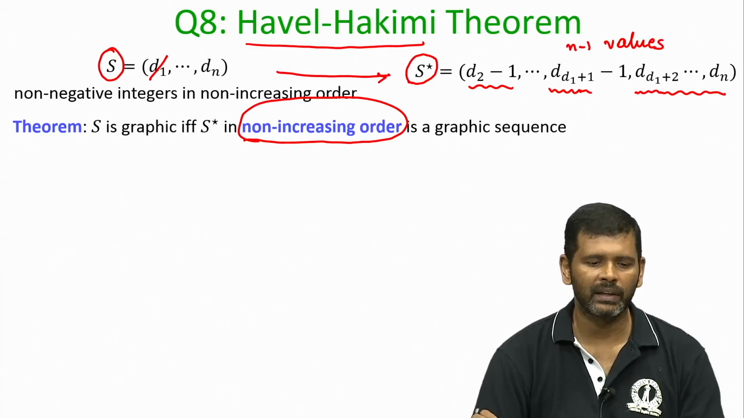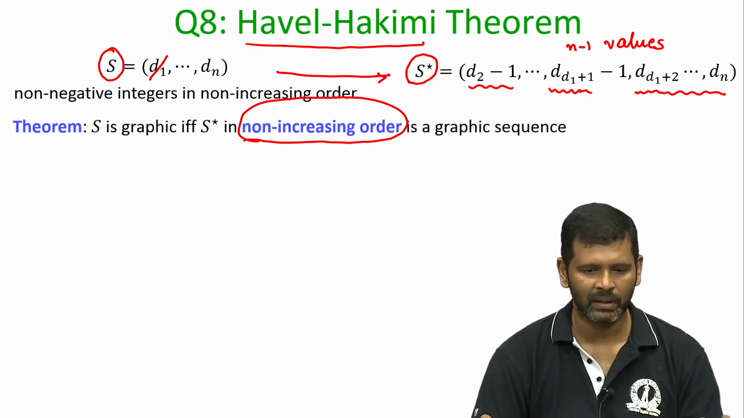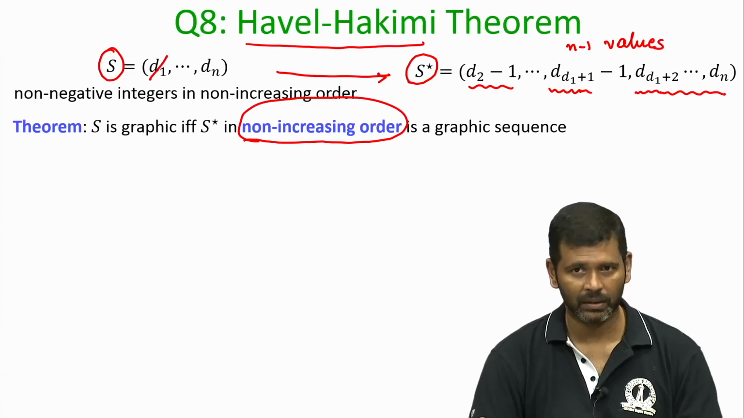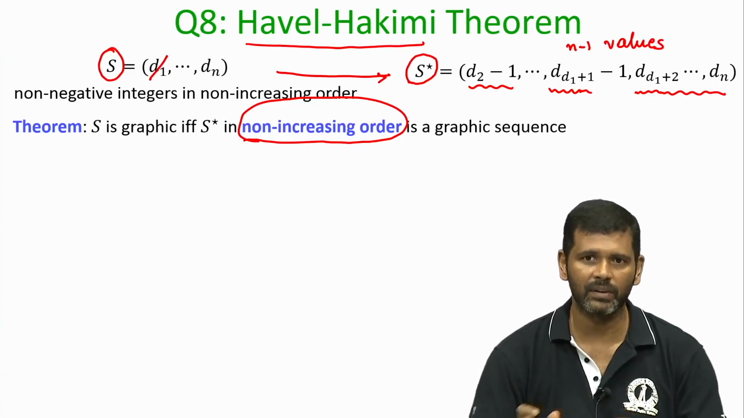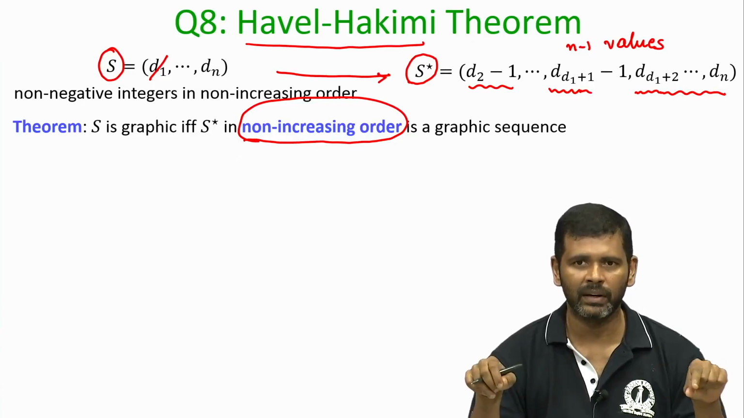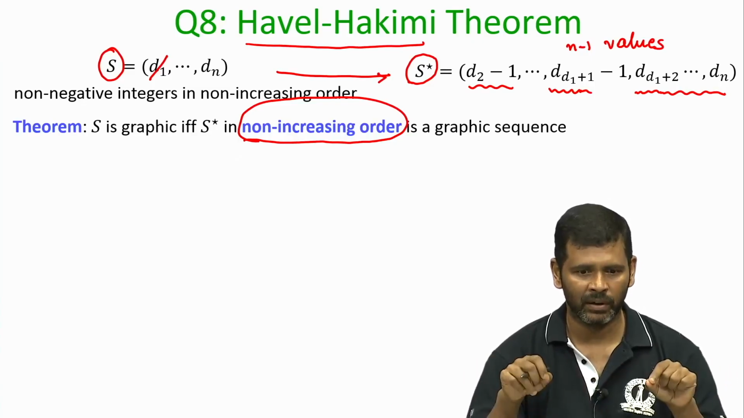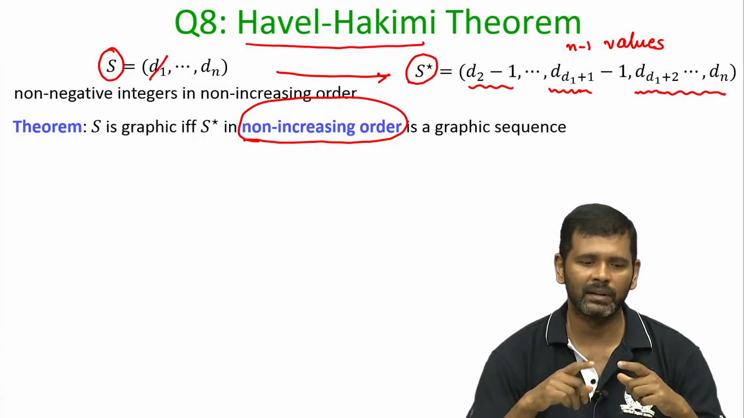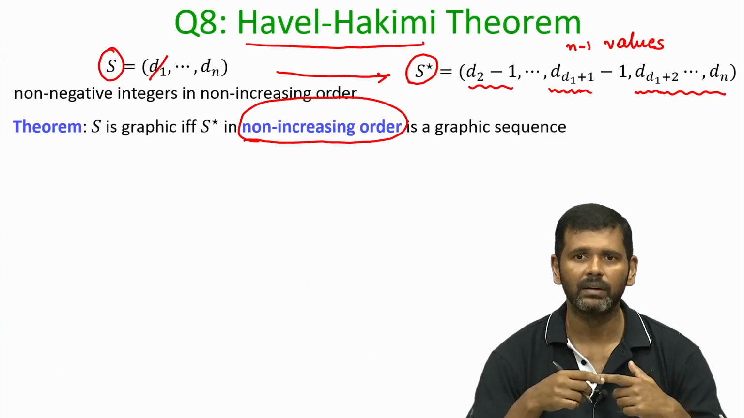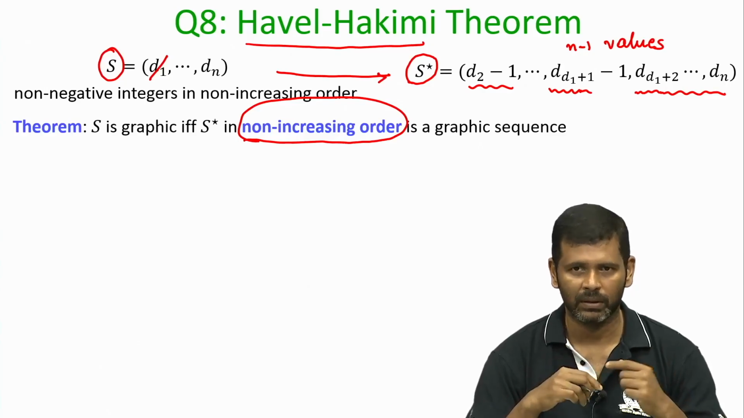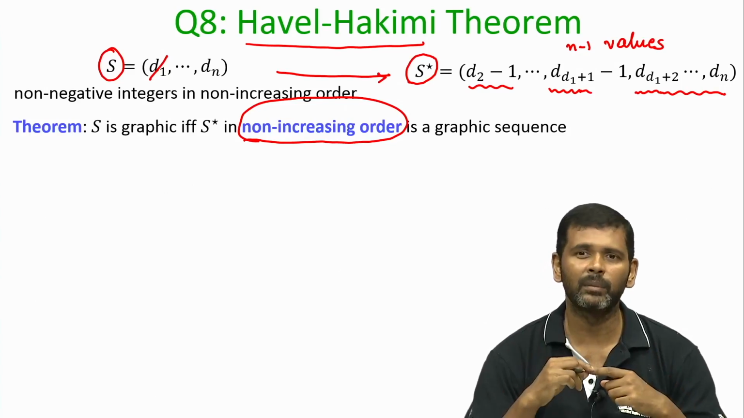How exactly can we use this theorem to verify whether a given sequence S is a graphic sequence or not? Well, we have to reduce the sequence S and build a new sequence S star, and then rearrange the terms in S star so that the new degrees are in non-increasing order. And now we have to verify whether the reduced sequence S star is a graphic sequence or not. To do that I can again apply the Havel-Hakimi theorem.